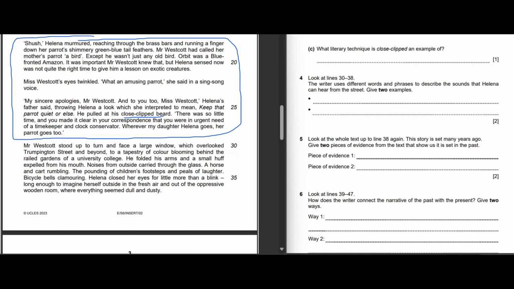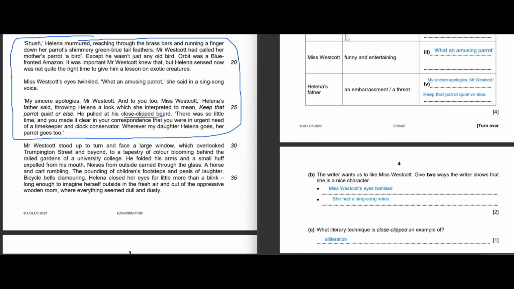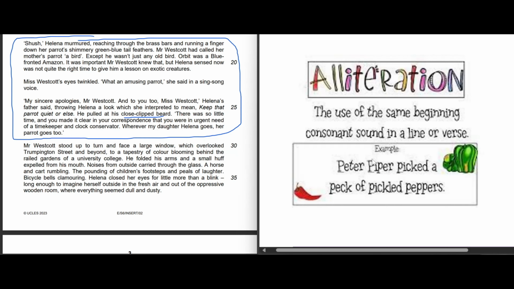Okay guys, let's reveal the answer. Well, it's alliteration. Let's take a look at what alliteration actually is. Alliteration is the use of the same beginning consonant sound in a line or verse. Example: Peter Piper picked a peck of pickled peppers. So P and P and P. This one is close and clip, C and C. Okay, we hope it's clear.